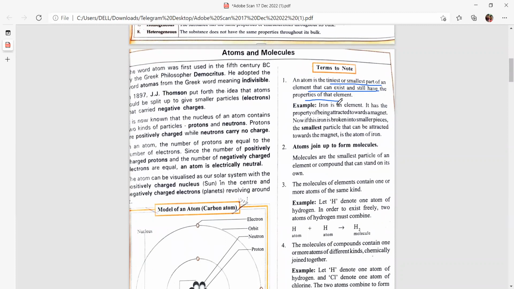Suppose I am considering iron. That iron you are seeing is made up of small teeny particles called iron atoms. And those iron atoms have the property of iron, because iron is an element. And that iron element is made up of teeny small parts, atoms. And that atom also has the property that is there in the iron element, because that is an iron atom.